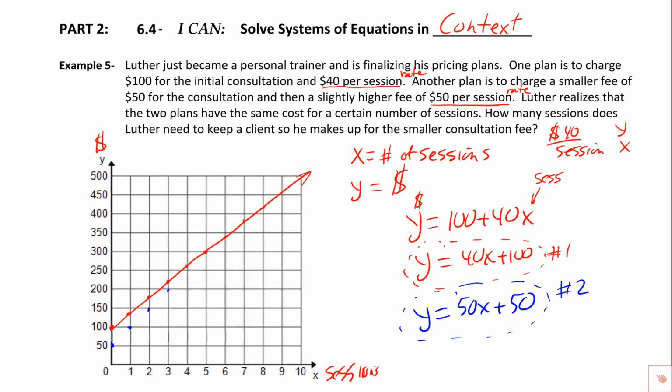And then the blue one, again, rise 50, run 1 session, rise 50, run 1 session, so it's going to look like this, rise 50, run 1 session.